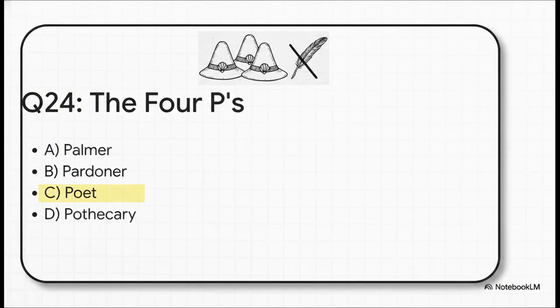Question 24. In Heywood's dialogue, The Four Ps, which of the following is not one of the competing characters? A. A palmer, B. A pardoner, C. A poet, or D. Apothecary? Well, the odd one out here is C. A poet. This means that a palmer, a pardoner, and apothecary, along with the peddler, are the genuine titular competitors you'll find debating and trying to outlie each other in Heywood's classic piece.